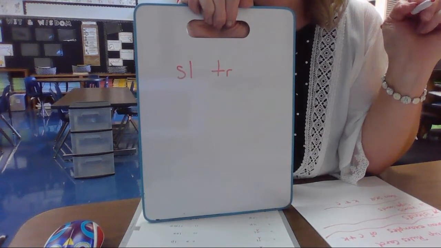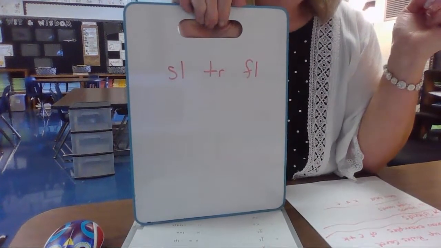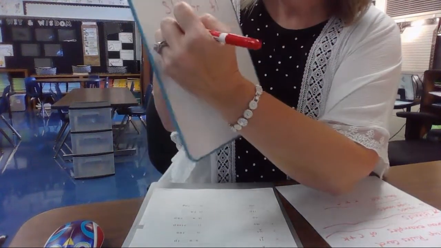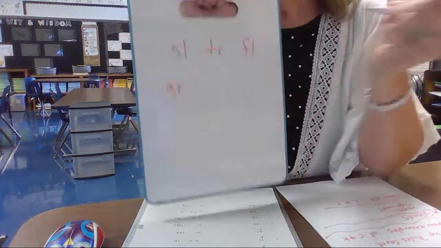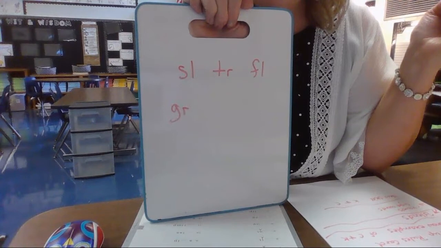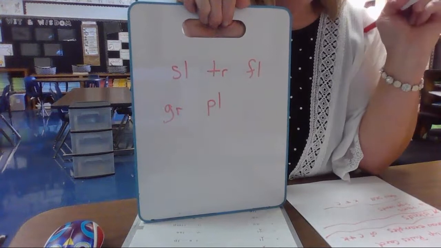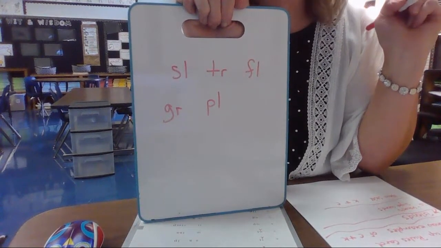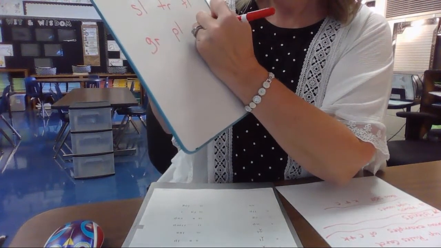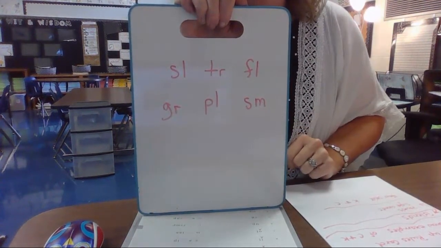like flower? F, L. Gr, like green. G, R. How about play? P, L, and we'll do one more. Let's do smile. S, M. So that's some blends that we've already talked about.